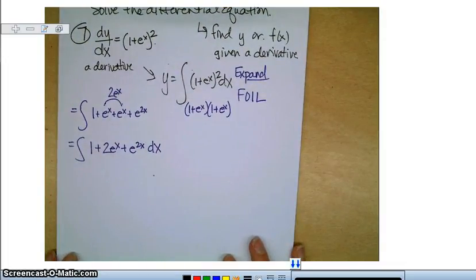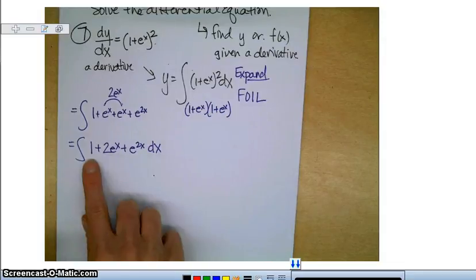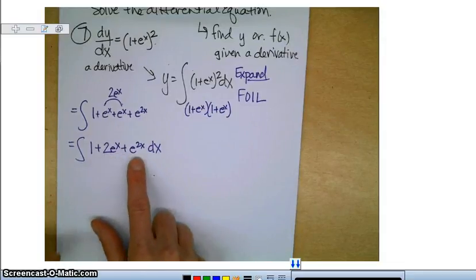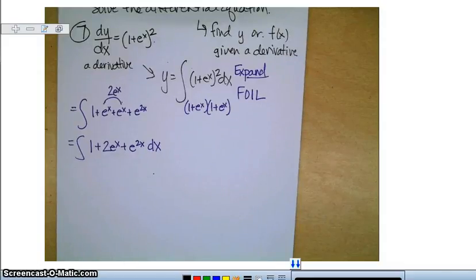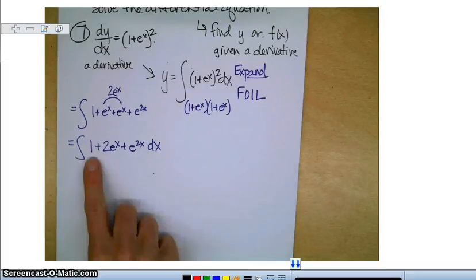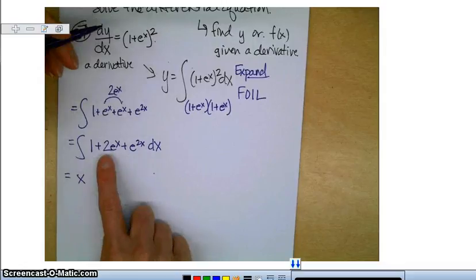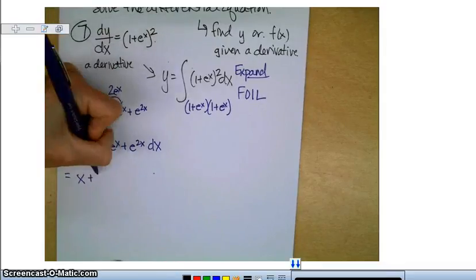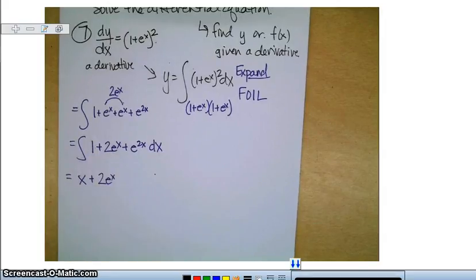Okay. So this is a sum and difference rule. Now, I could just go through and find the antiderivative of each of these separately, but there's one part of this that will cause a problem. Well, let's just, what's the antiderivative of 1? X. What's the antiderivative of 2e to the x? 2e to the x, because the antiderivative of just e to the x is e to the x, the 2 is just a constant. But what's this antiderivative?